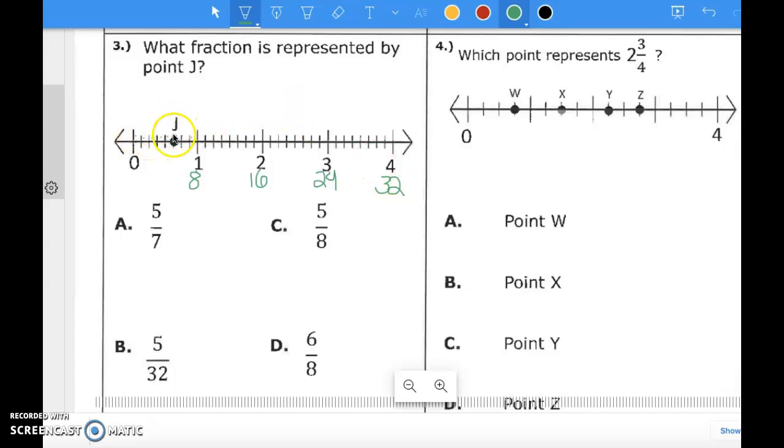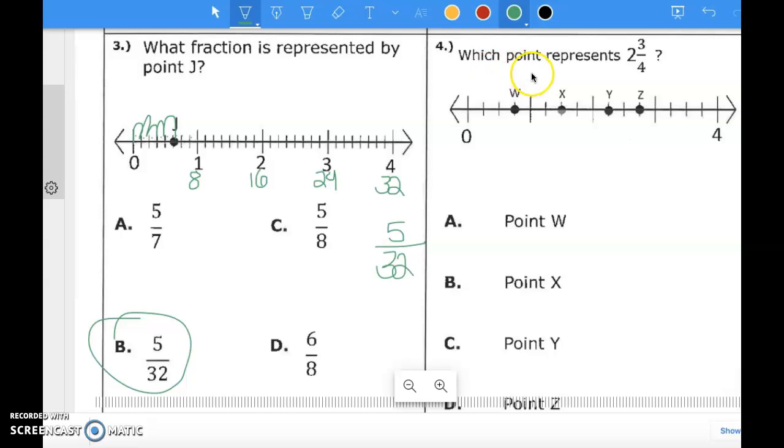And my letter is right here. 1, 2, 3, 4, 5. My letter is in the 5th piece out of 32 little pieces. So this is my correct answer.